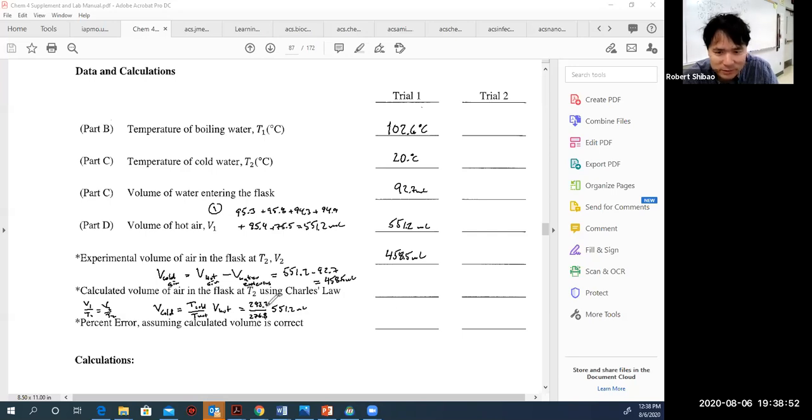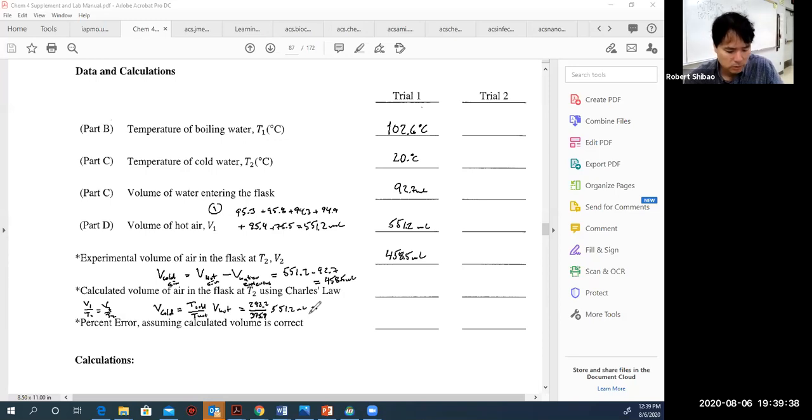The temperature of the cold is right, 293.2, but the temperature of the hot, I screwed that up because I was getting some ridiculous volume. And so the temperature of hot is going to be 375.8. So let me write that in here. But even though you do these calculations in your notebook, you have to show me the calculations on the report sheet here. So I want to see how you got the numbers.